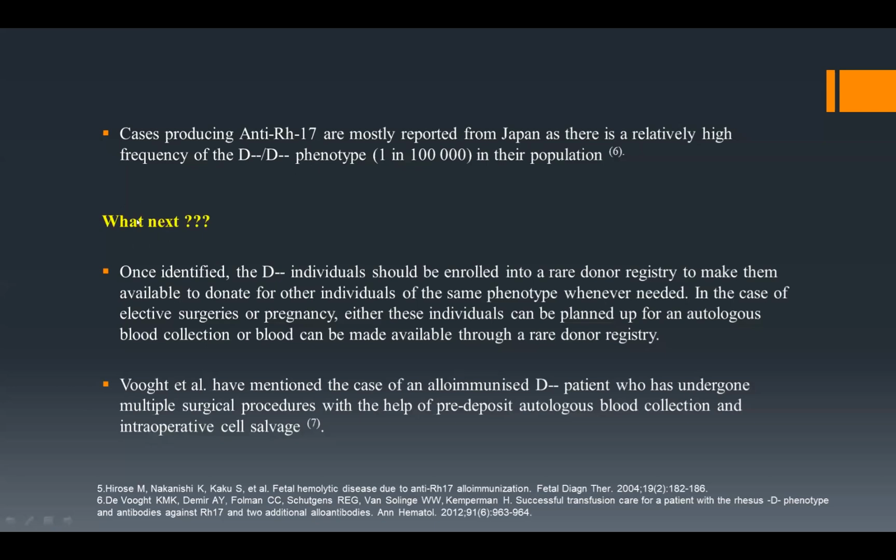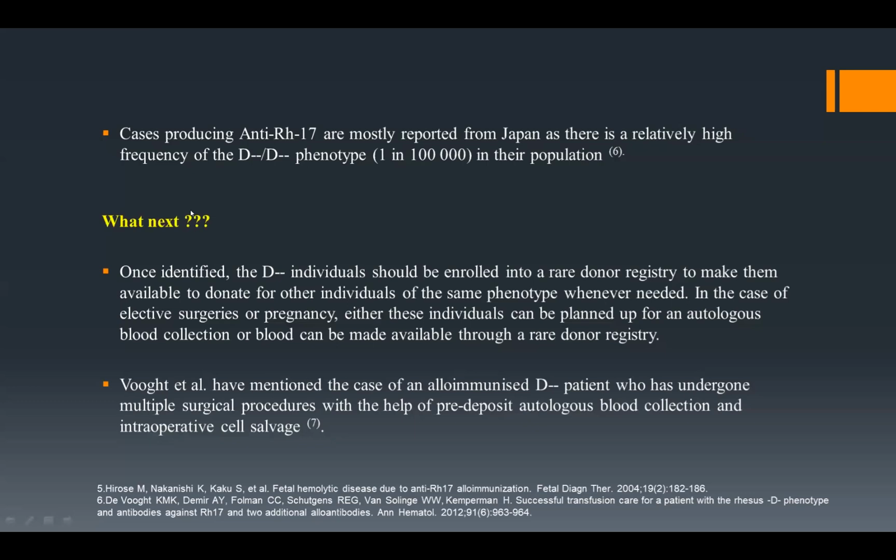So as a transfusion medicine specialist, what next we have to do is our main concern when we are encountering such rare haplotypes. Once identified, these individuals should be enrolled into our rare donor registry. It's not just to make them a rare donor, it's for the purpose of making them donate for themselves also. It's not just for donating for other individuals, but at times there are donors who can't donate for themselves, just like in our case where she has got a malignancy history, so she can't donate for another person.